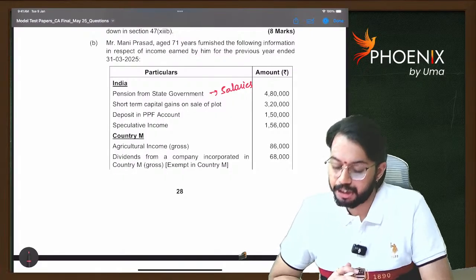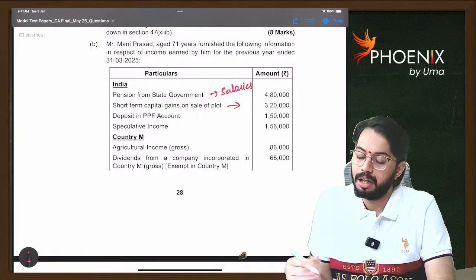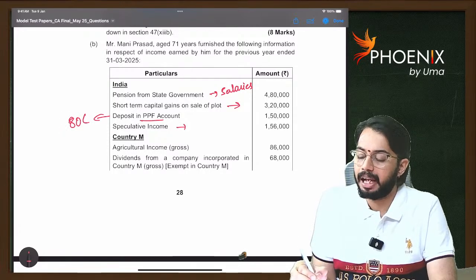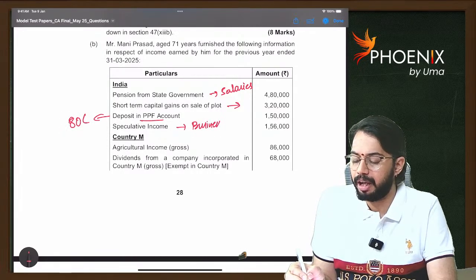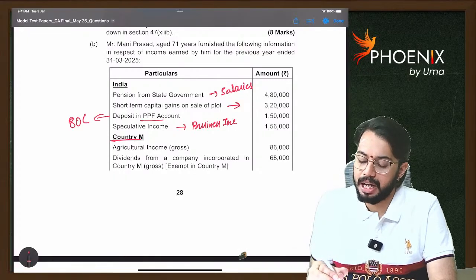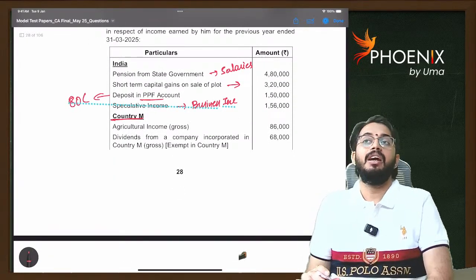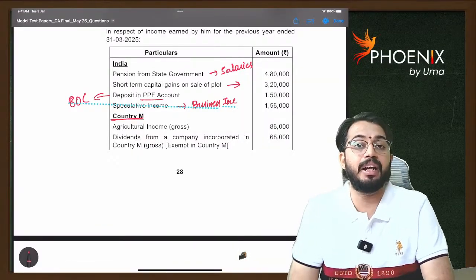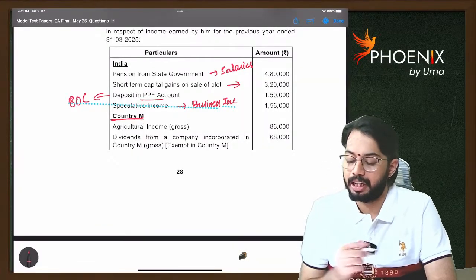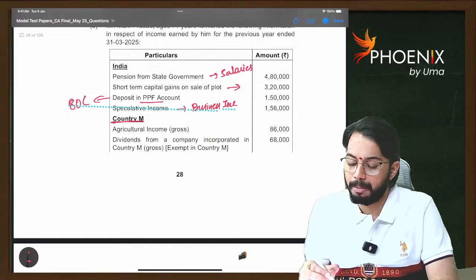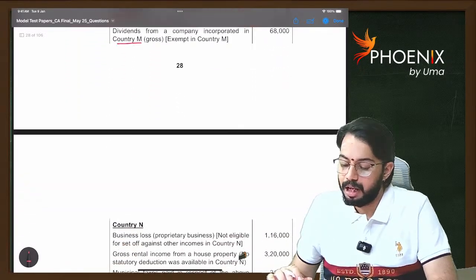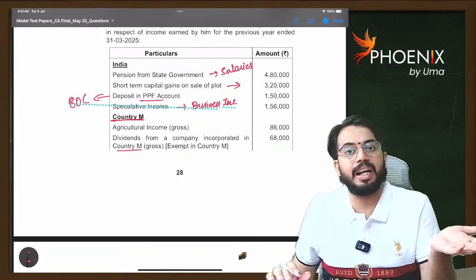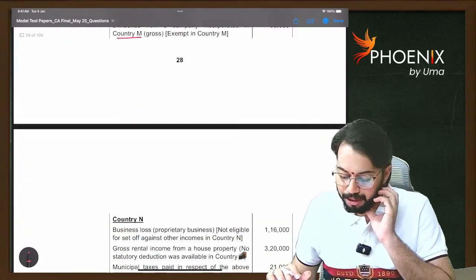Correct? Next, short-term capital gain on sale of plot. Deposit in PPF. This is eligible for deduction under section 80C. Speculative income. This is business income. Okay. Next, country M, agricultural income. Foreign agricultural income is taxable under income from other sources. Next, dividend from a company incorporated in country M, exempt in country M. Even though dividend is exempt in country M, it is taxable under income from other sources.